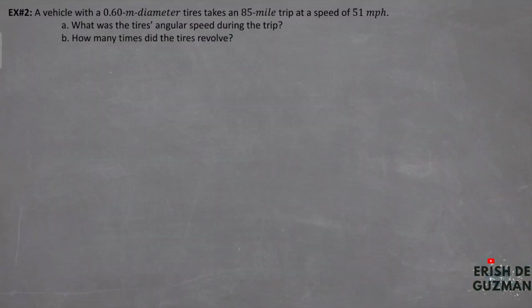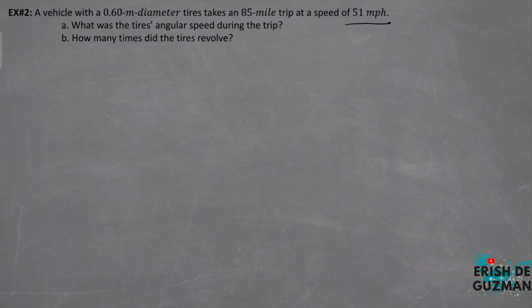Example number 2. A vehicle with a 0.6 meter diameter tires takes an 85 mile trip at a speed of 51 miles per hour. Letter A. What was the tire's angular speed during the trip? And letter B, how many times did the tires revolve? Again, we have relationship for the linear and the angular speed. We have given a linear speed dito.